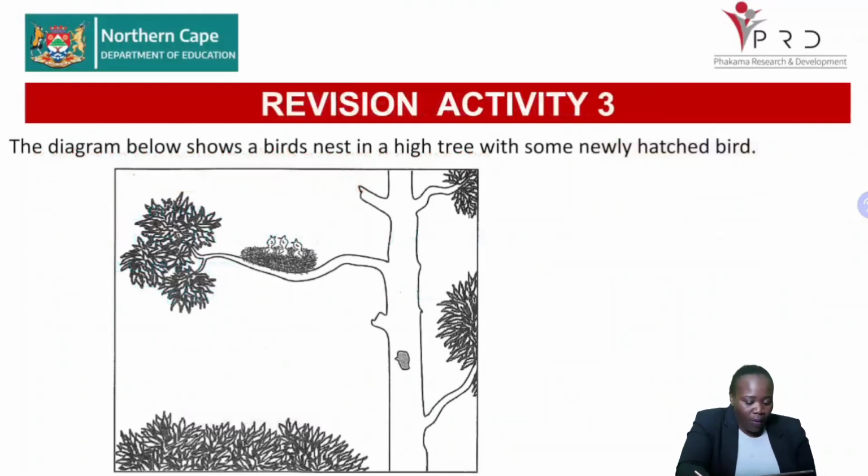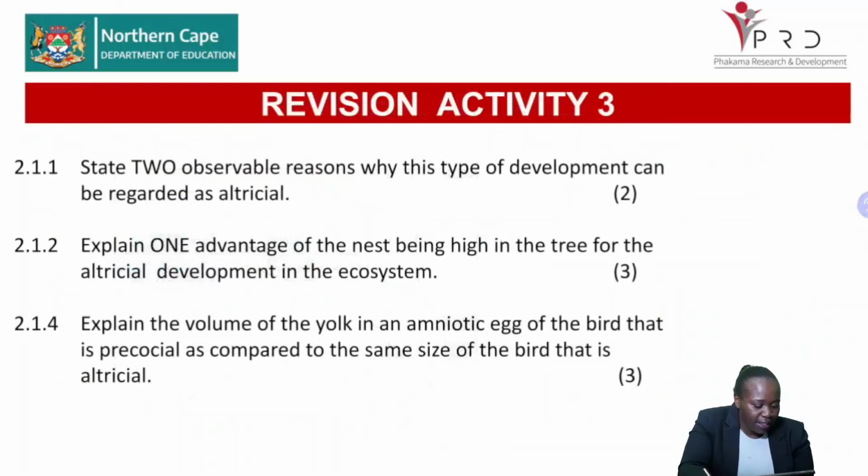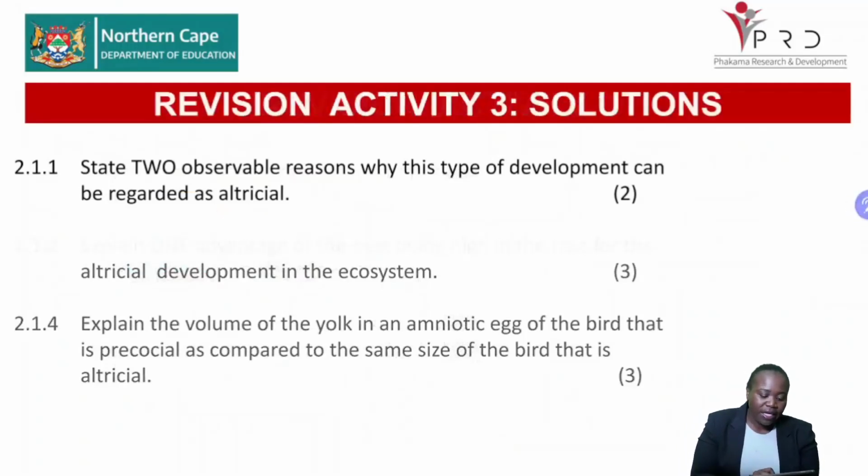Right, and then our last revision activity for this part. The diagram below shows a bird's nest in a high tree with some newly hatched birds, as you can see over there, right? State two observable reasons why this type of development can be regarded as altricial. As we can see, the young have their eyes closed and they do not have any feathers.